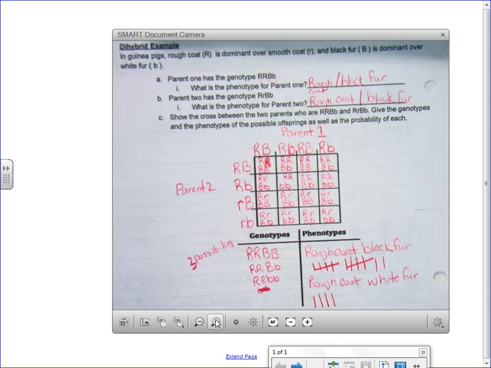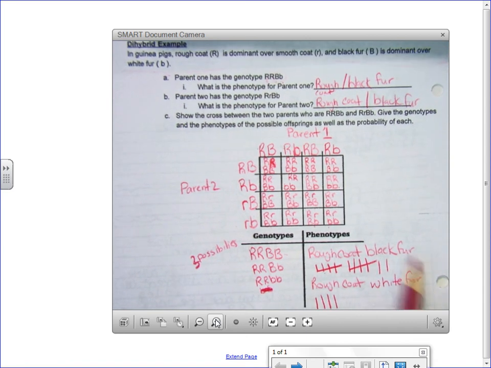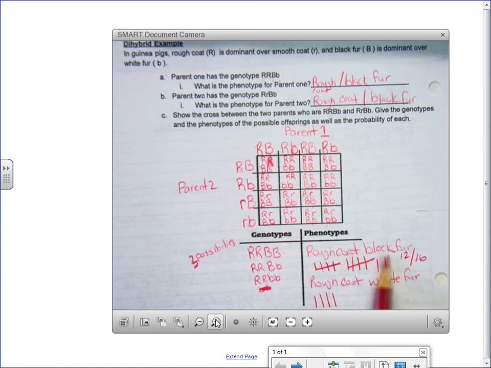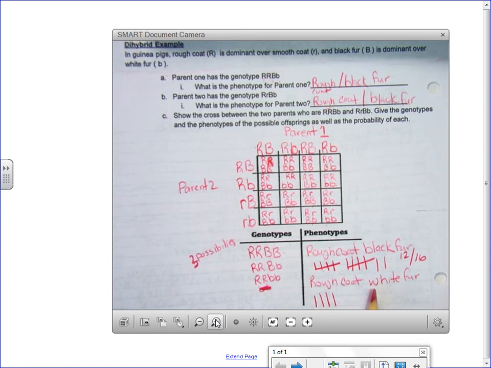So there are 16 possibilities. So that means that what's the fraction here? How many out of 16? 12. Out of 16 chances that you're going to have a rough coat black fur. What are the chances of having a rough coat white fur? 4 out of what? 4 out of 16.